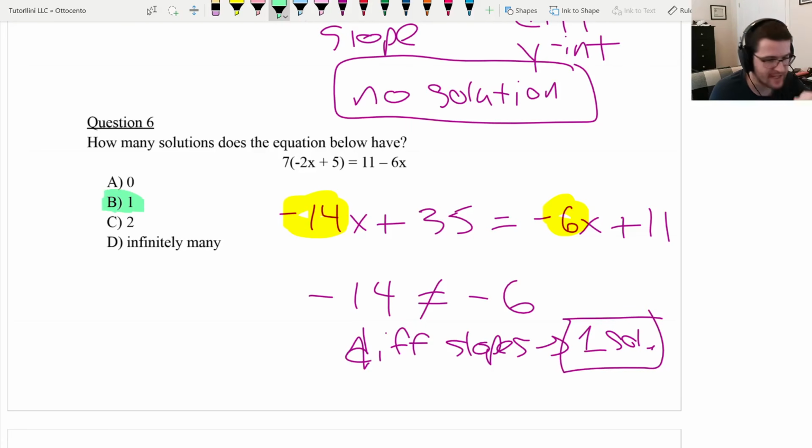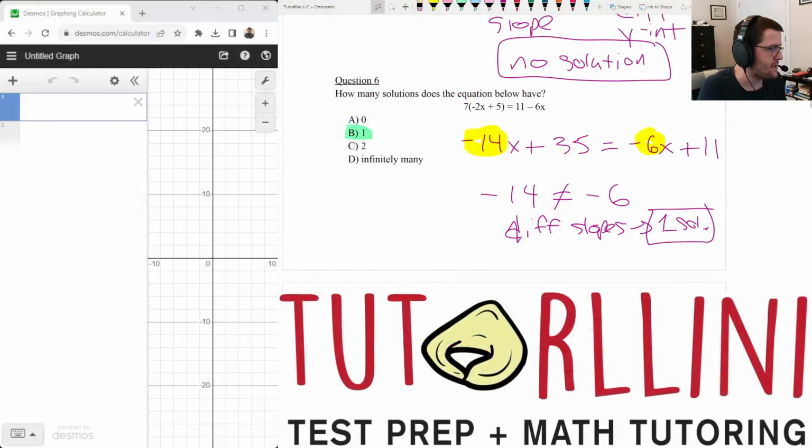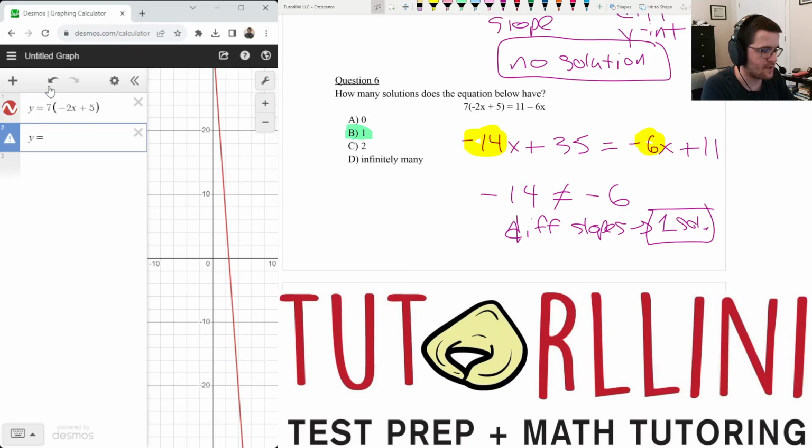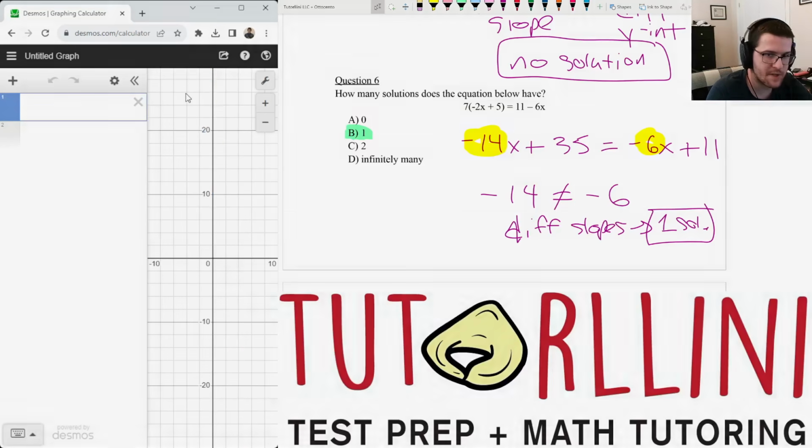And let's do what we did last time and graph the original question to see if we did it right. So y equals 7 times negative 2x plus 5. Y equals 11 minus 6x. And it does seem like these guys have one solution. They cross at one point. So it seems like we did a good job. Great, let's come back over here.